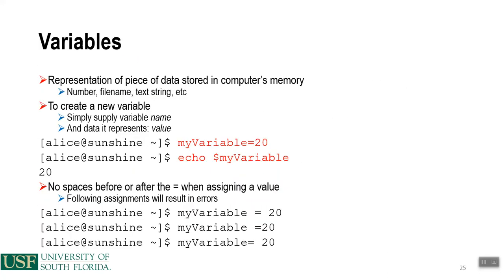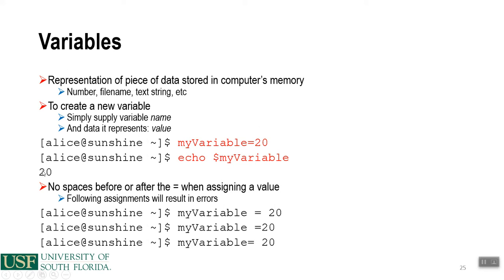The next thing that we want to look at is what's called variables, and variables give you a significant amount of power in running scripts. A variable is a representation of a piece of data stored in computer memory. It's a number, file name, text string, etc. To create a new variable, simply supply the variable name and the data it represents, the value. So an example right here: my variable is equal to 20. And if you echo, which is basically printing it, showing it on the console, the variable, $my variable, it'll bring out 20.